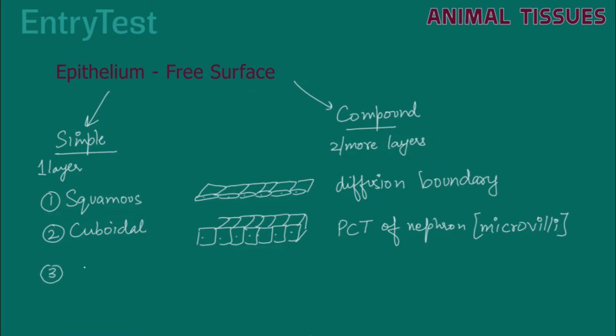The third one is columnar. As the name suggests, you will be able to see long columns of cells that are really long, like this, with again one nucleus each, very less intercellular space. And usually the free surface there may have microvilli.